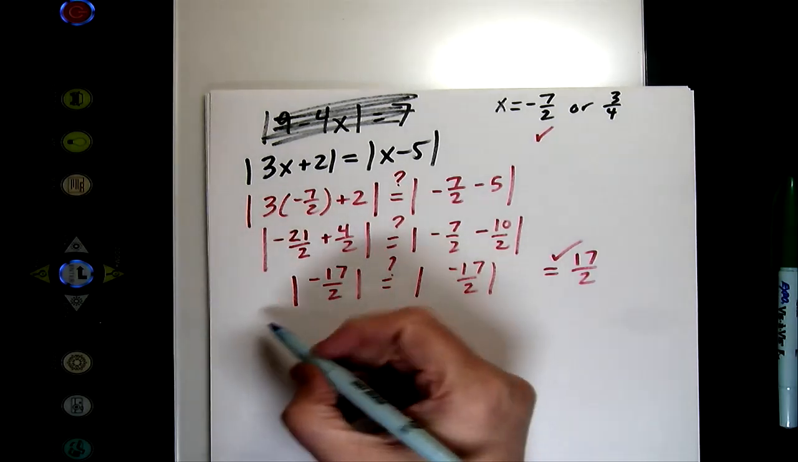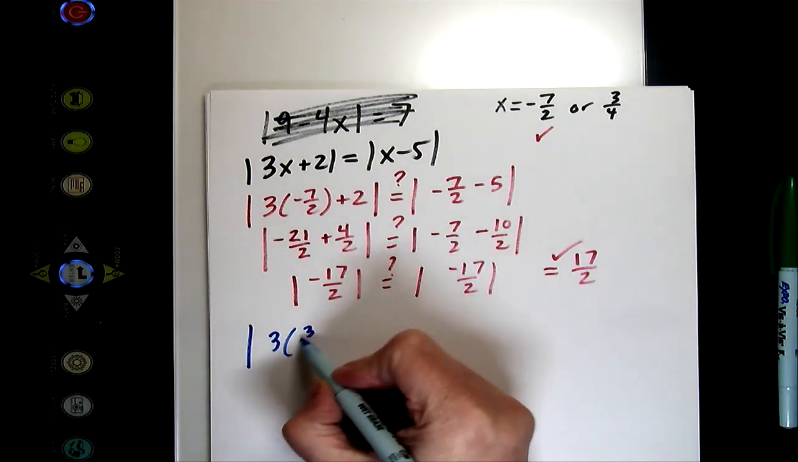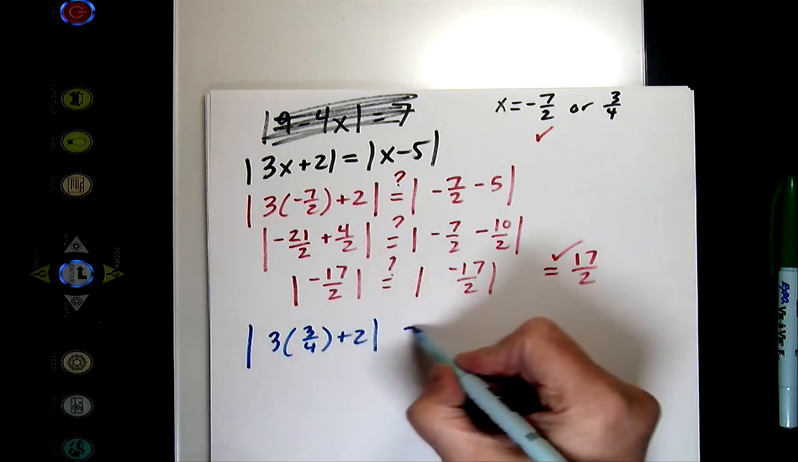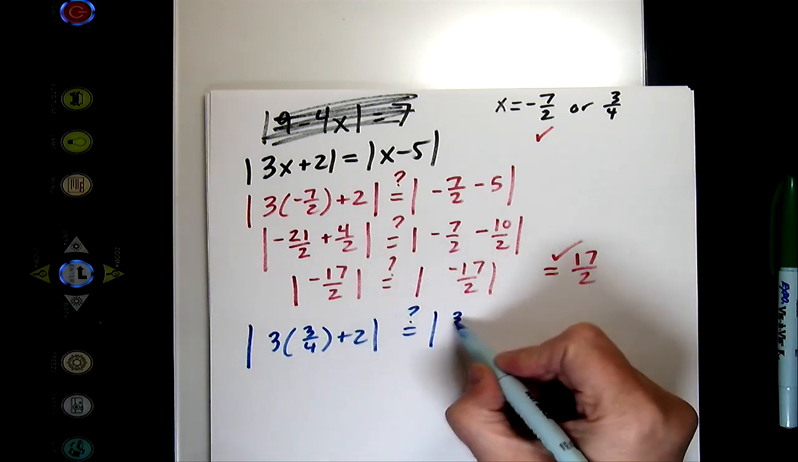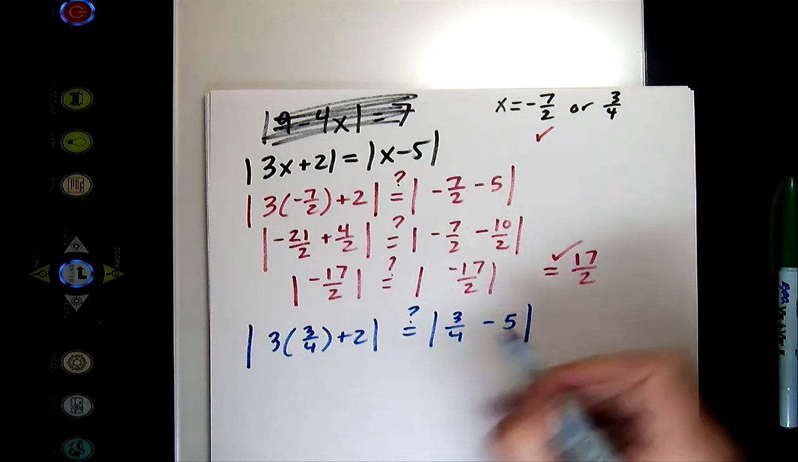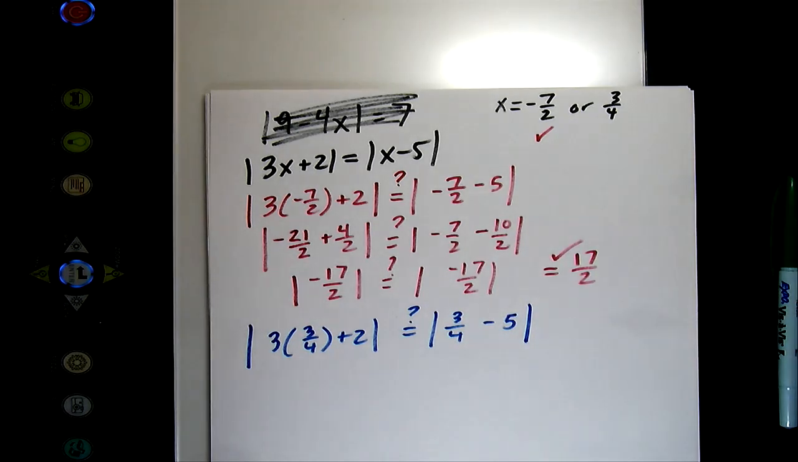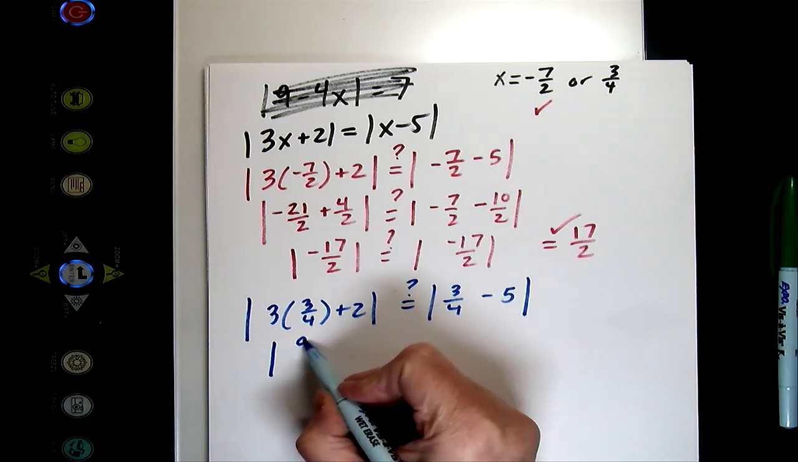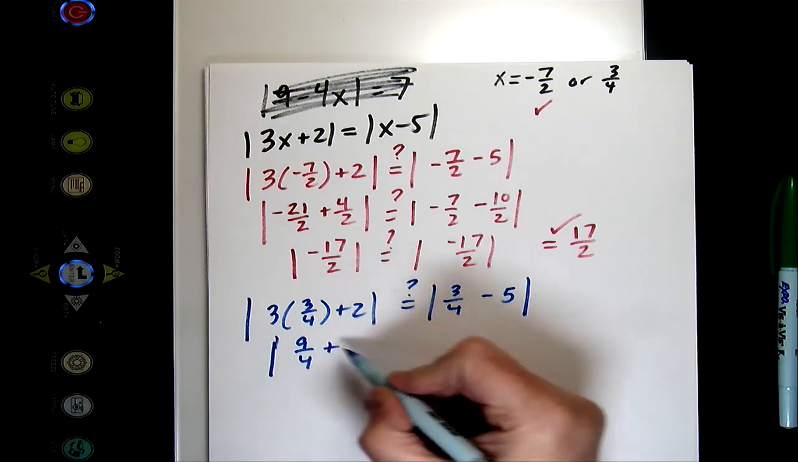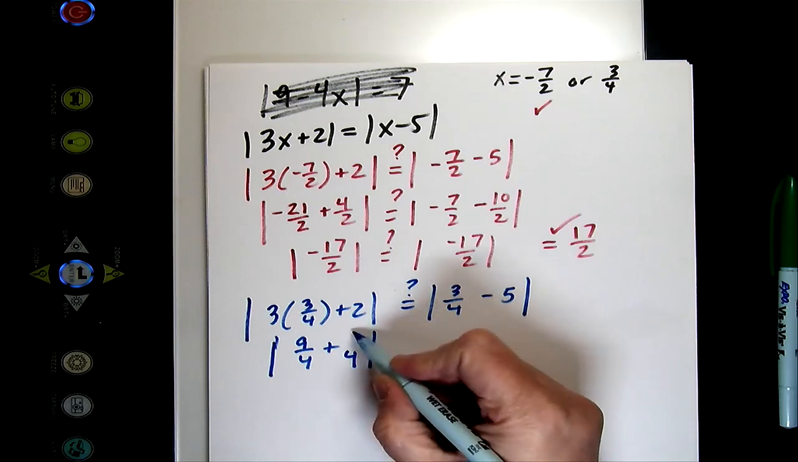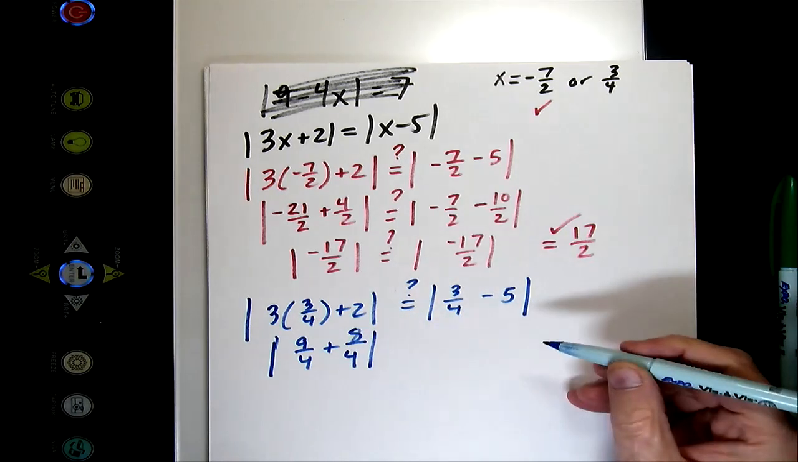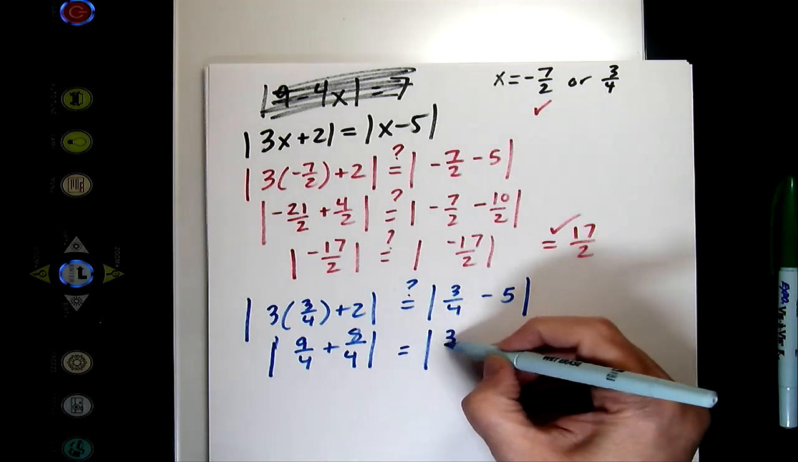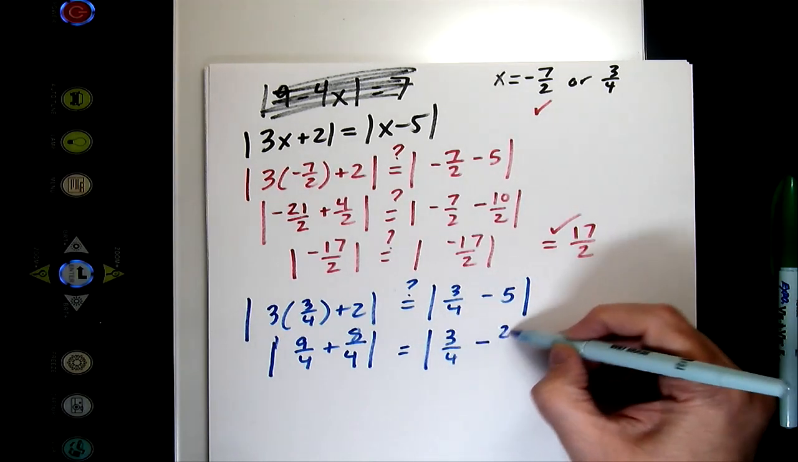Let's check the 3/4. Here I've got 9/4. And if I want a common denominator with a 4, I got to turn that 2 into 8/4. And on the right side, I got to turn that -5 into -20/4.